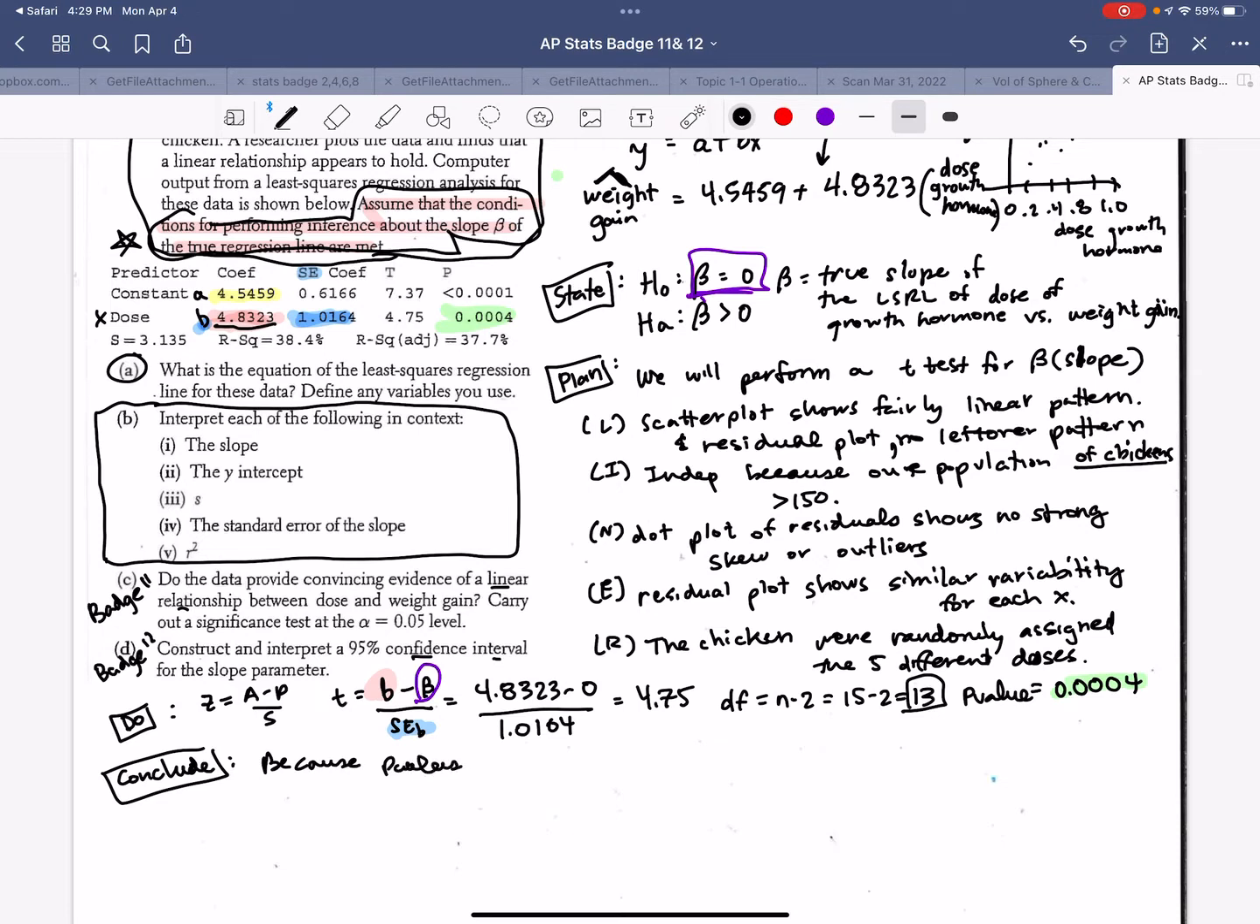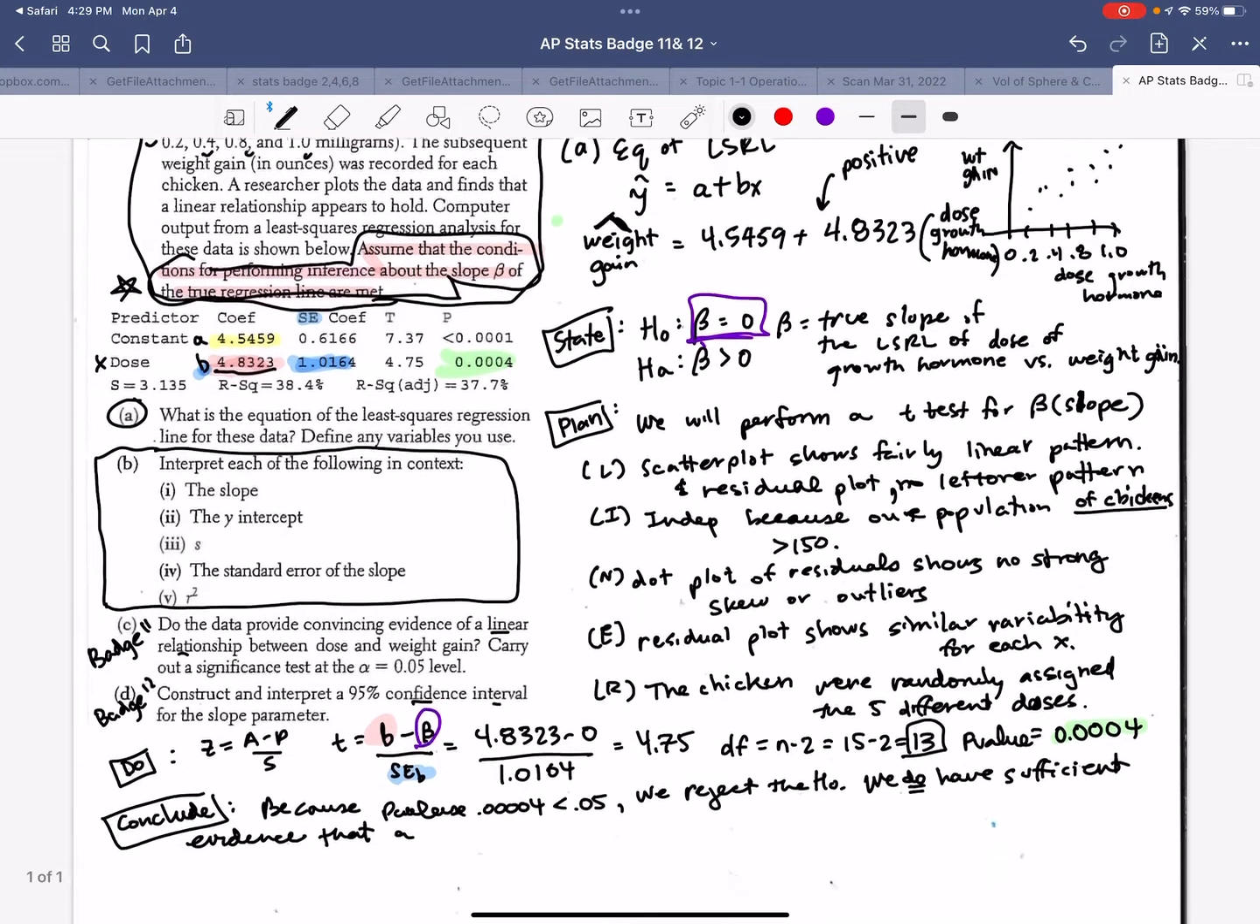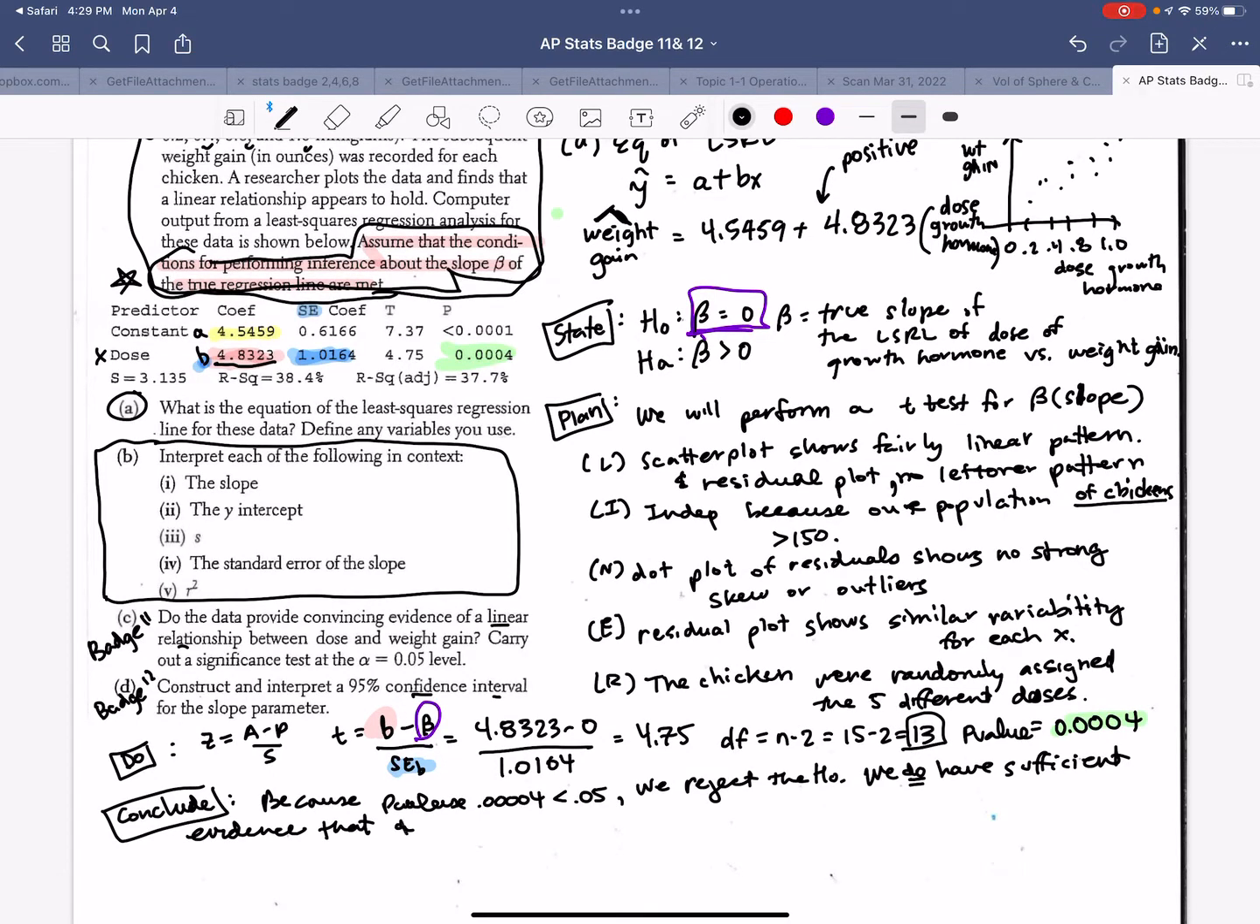Because our p-value is less than 0.05, we reject the null. We do have sufficient evidence that a correlation between x and y, dose of growth hormone and weight gain in chickens.